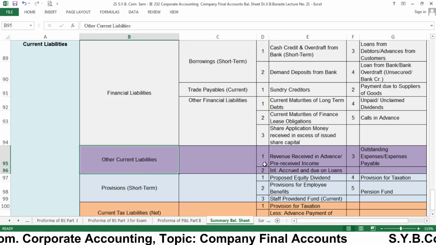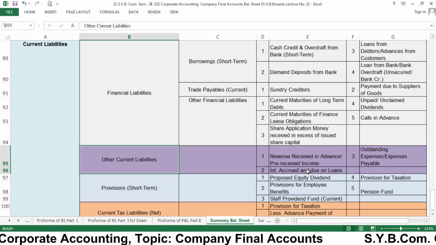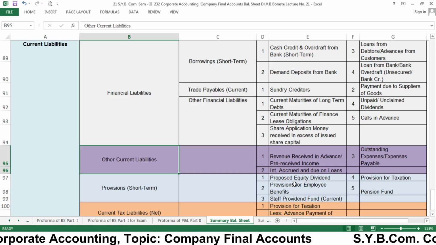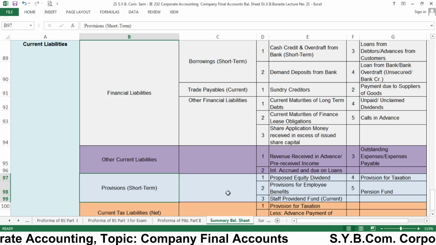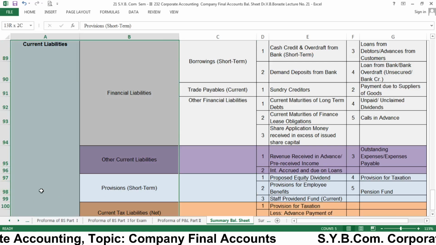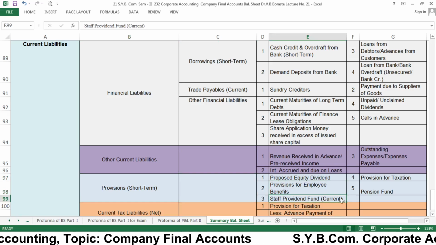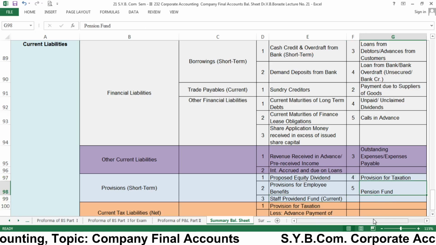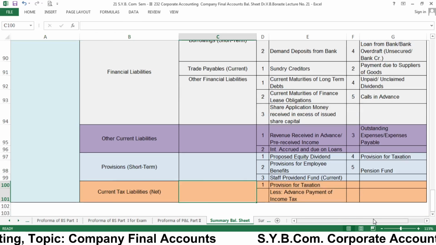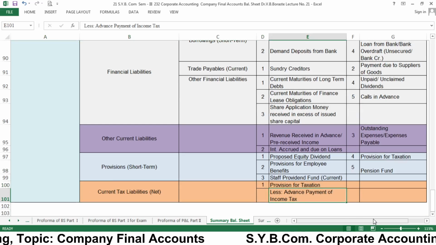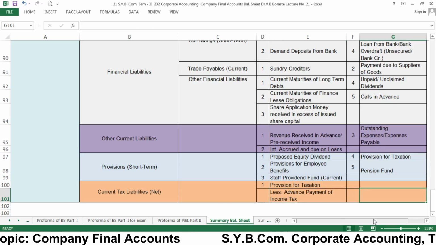After that, other current liabilities, which is revenue received in advance, outstanding expenses payable, interest accrued and due on loan, proposed equity dividend, which is considered under another head, provision, that is short term. And then provisions for employee benefit, provisions, that is staff provident fund, provision for taxation and pension. After that, the head is current tax liability. Under the head provision for taxation, if there is advance payment of income tax, it will be deducted from the provision for taxation.